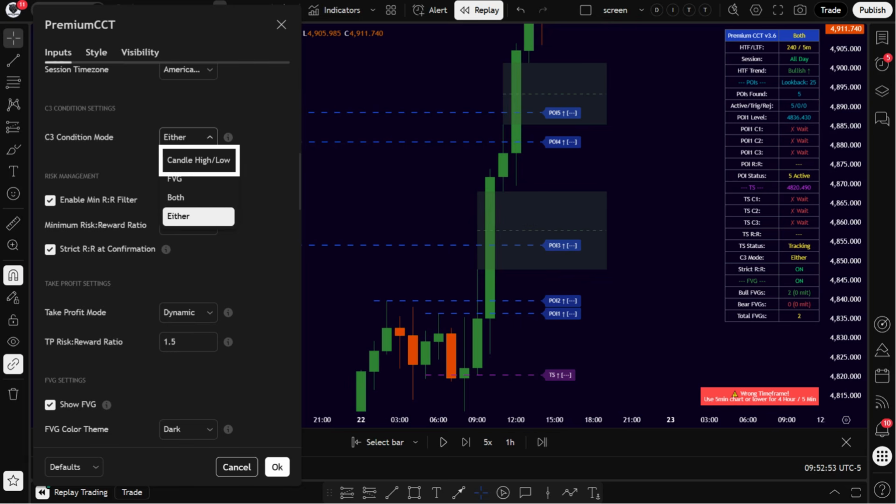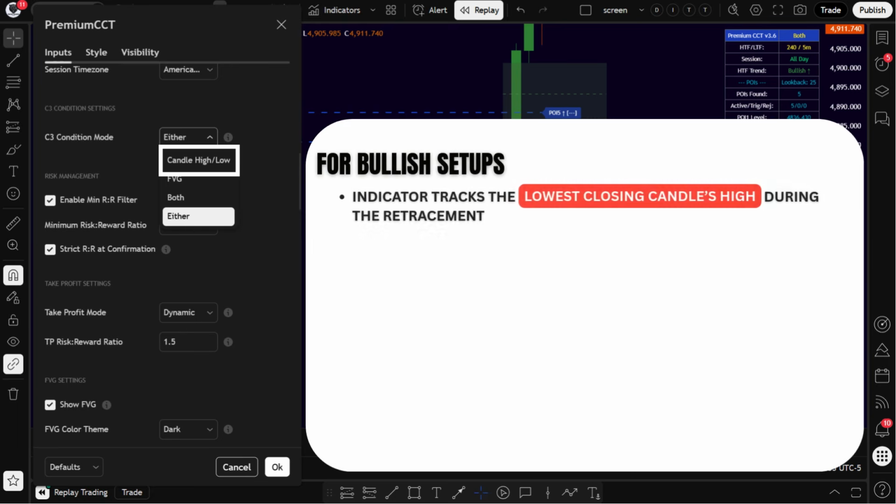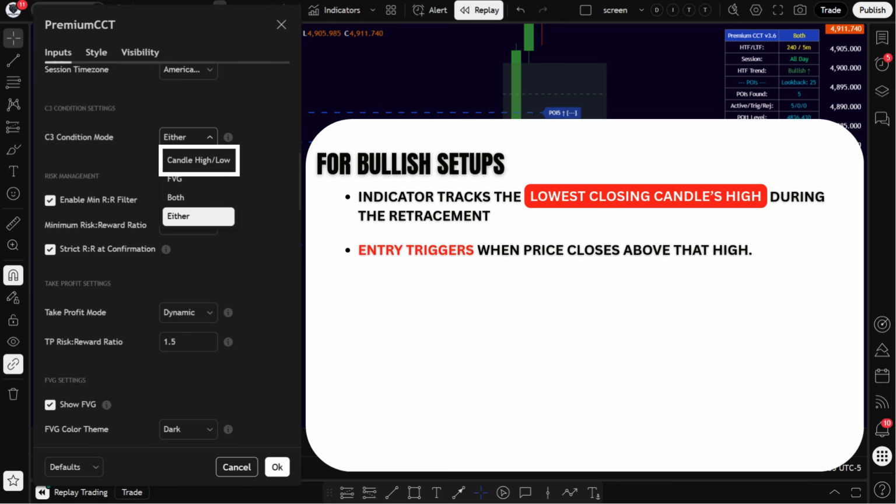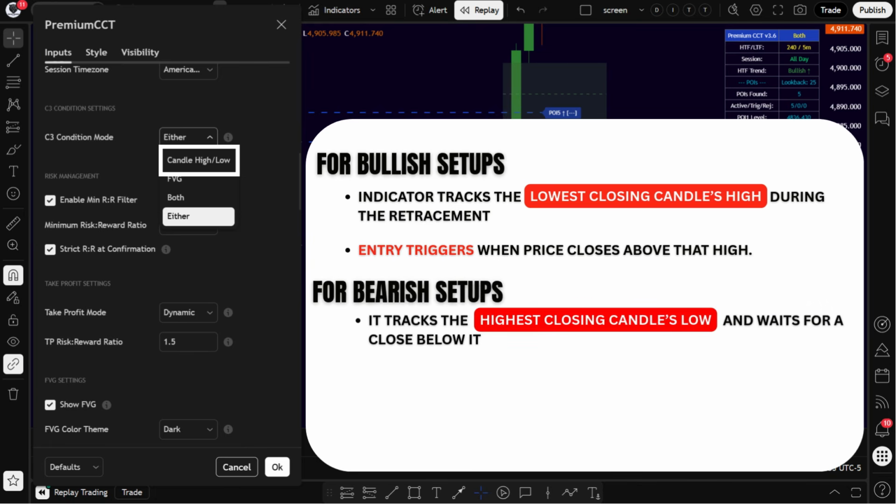The first mode is candle high low, which is the original method. For bullish setups, the indicator tracks the highest point reached during the retracement. Entry triggers when price closes above that high. For bearish setups, it tracks the lowest point and waits for a close below it. This confirms that momentum is breaking to the upside or downside.